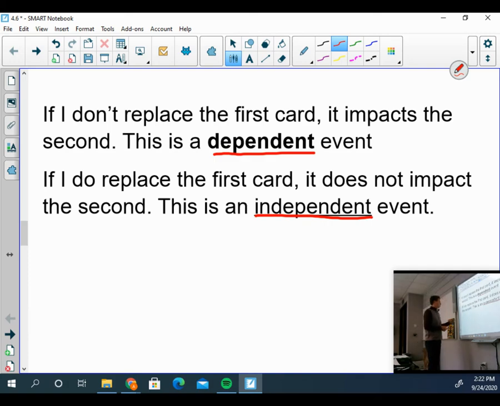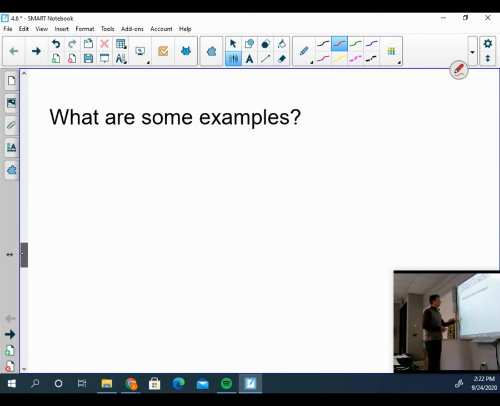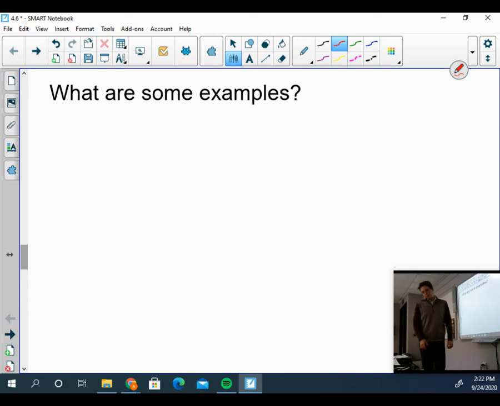Independent versus dependent. Okay? Independent versus dependent. Again, some examples. Flipping a coin, right? If I flip a coin, will the first flip impact the second? No, it will not. Okay? That is an independent event. Dependent, again, a great example is drawing a card and just setting it on a table.